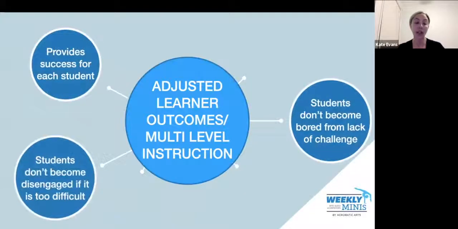Multi-level instruction is a critical skill for all teachers, regardless of whether the class is multi-level or not. When teachers adjust the learner outcomes for those who require it, students don't become bored from the lack of challenge or disengage in a lesson that's far too difficult and becomes frustrating. Multi-level instruction provides success for every student within rigorous standards and acknowledges diverse student learner characteristics.